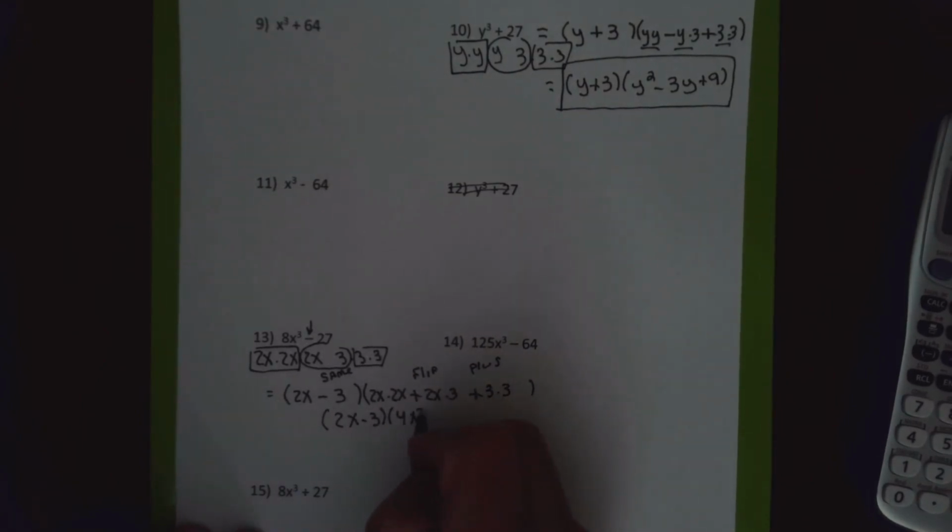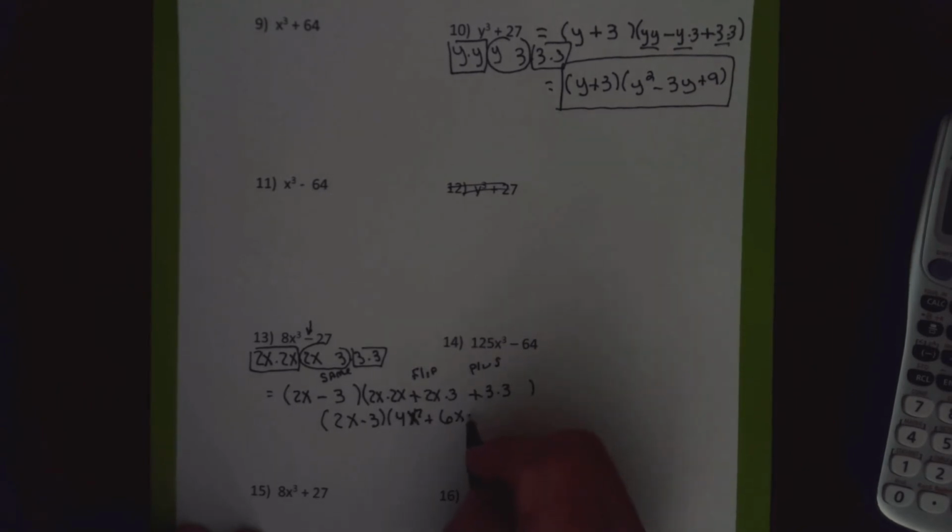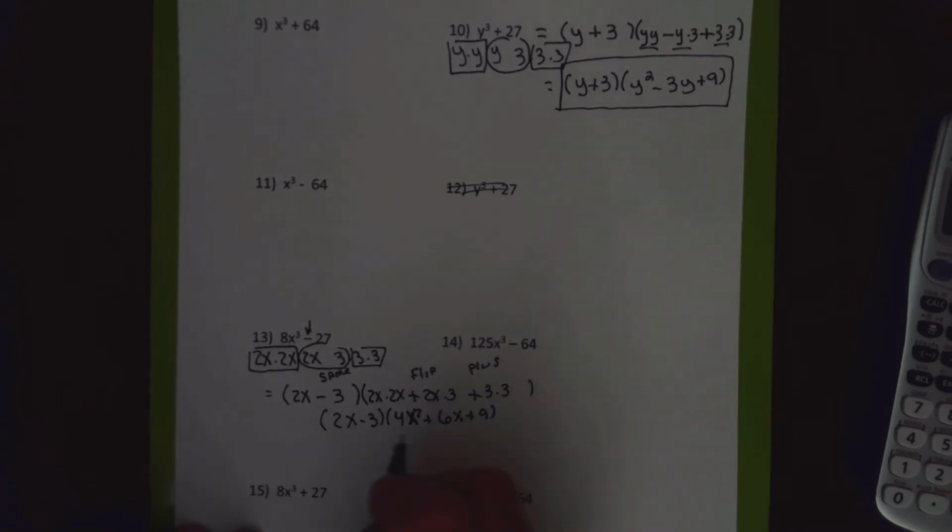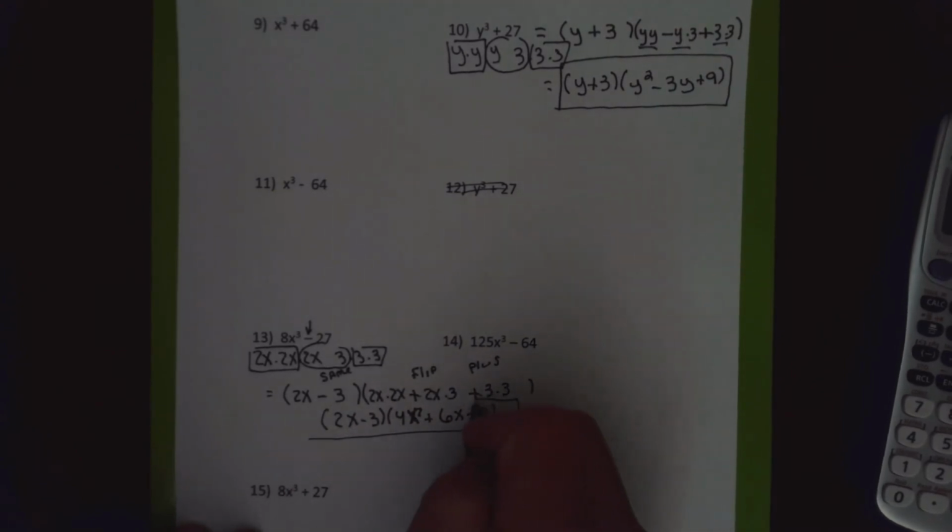4x squared. 2x times 3 is 6x. 3 times 3 is 9. Both squares, cubes, sums of cubes, and differences of cubes factor. They all can be checked. Second parentheses is always prime.